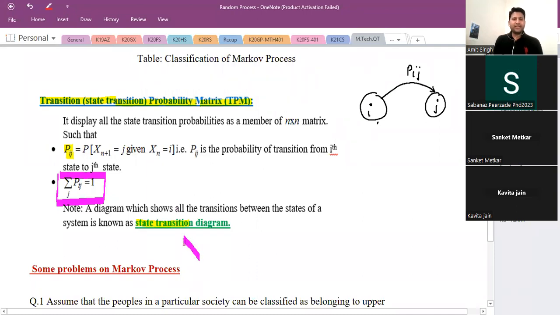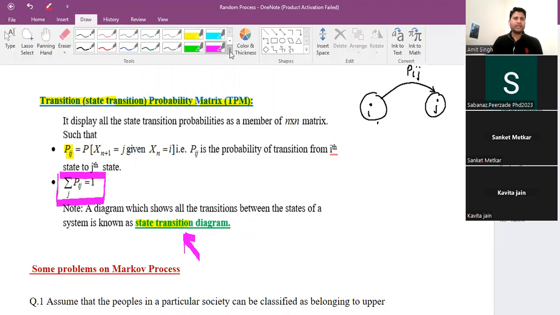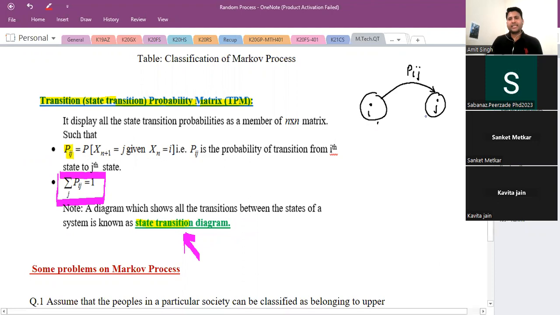One more thing related to this is known as the state transition diagram. What do we mean by a state transition diagram? It is a graphical, diagrammatic representation of how the various states in a problem are obtained. For example, if I am taking two states in a system, one is i and one is j, this is Pij, this is the probability of moving from i to i, and this is the probability of moving from j to j. So this is what we call the state transition diagram.